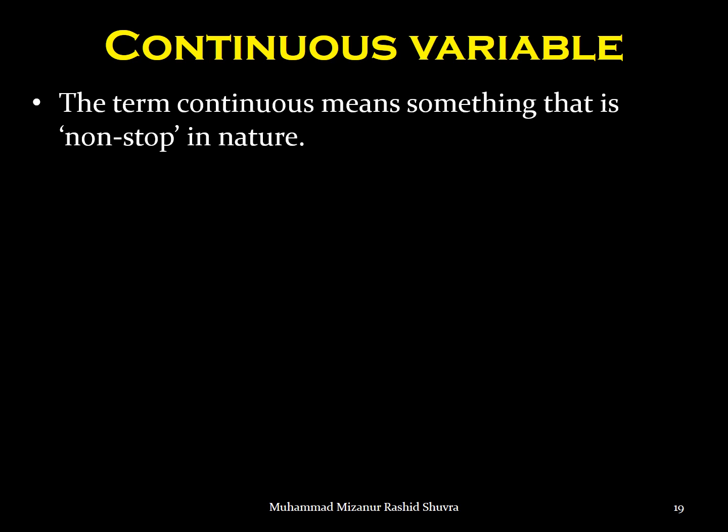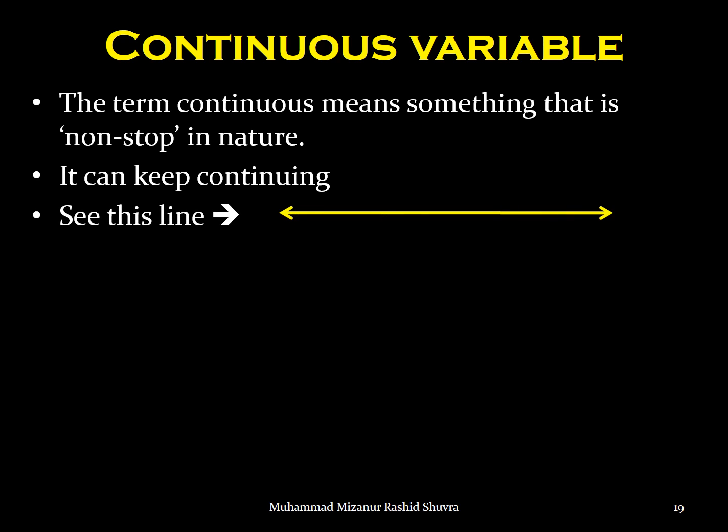Examples of continuous variables: the term continuous, non-stop in nature, right? It can keep continuing, and from one point to another, one point to another, and then you don't know how many points it's really crossing, or how many points it's beginning and ending with. So just see this line here, and then this yellow line here. Okay, I don't know how to move it back though. Okay, it's not moving back. Anyway, if you've seen this line go from here to here all the way, right? That is how it was formed.